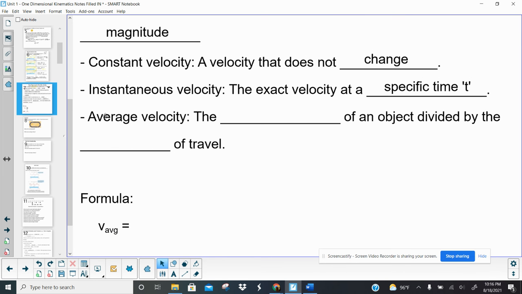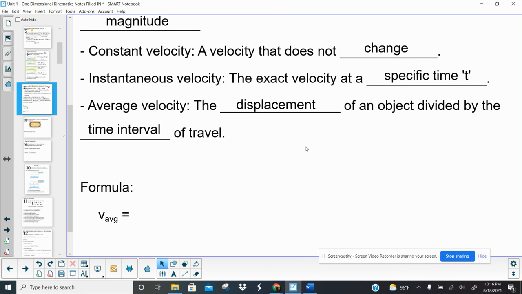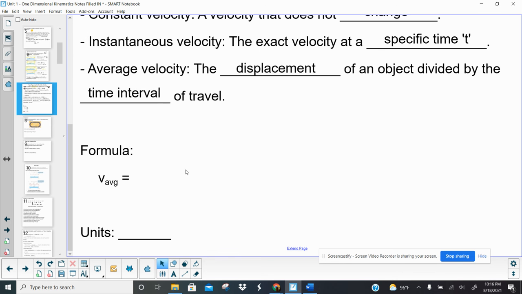Last thing here we can talk about is average velocity, which is the displacement of an object divided by the time interval of travel. Again, we can have a changing velocity, but if we know the displacement and the time interval, we can find the average, even if the velocity is changing.